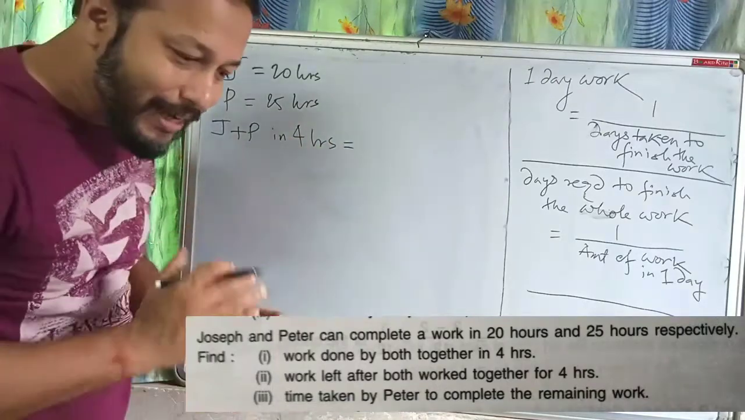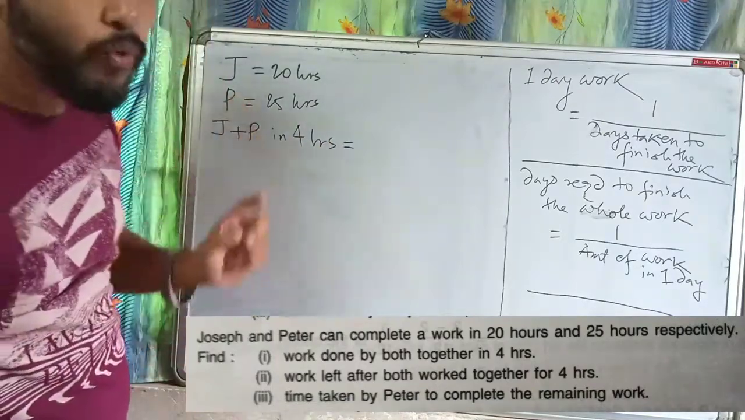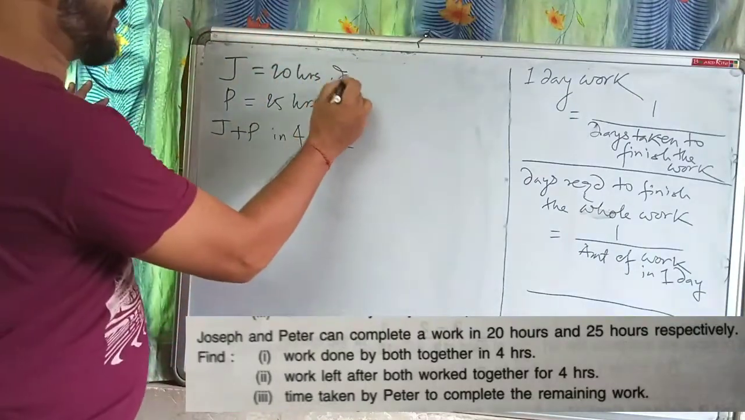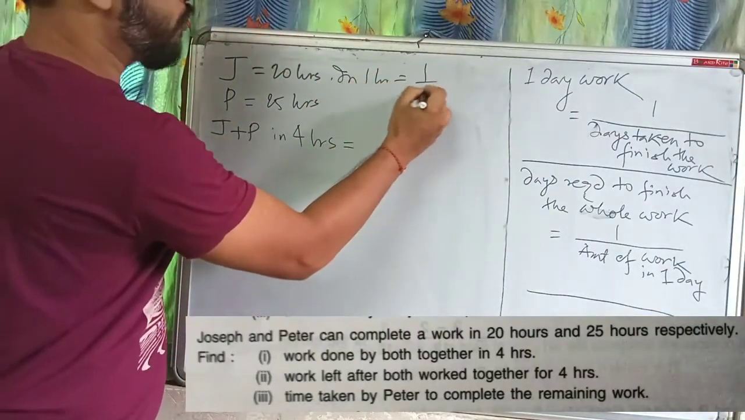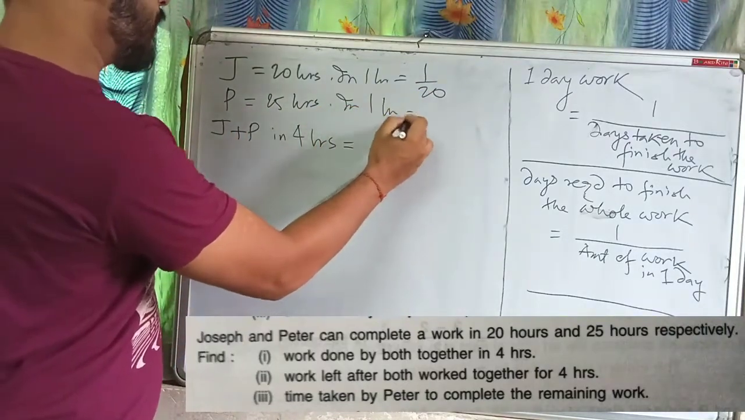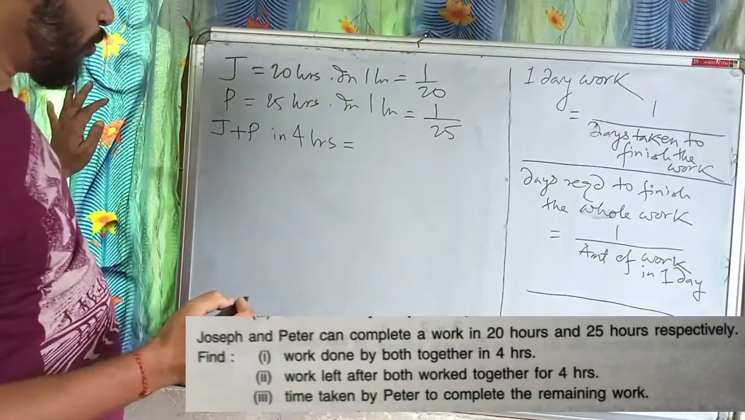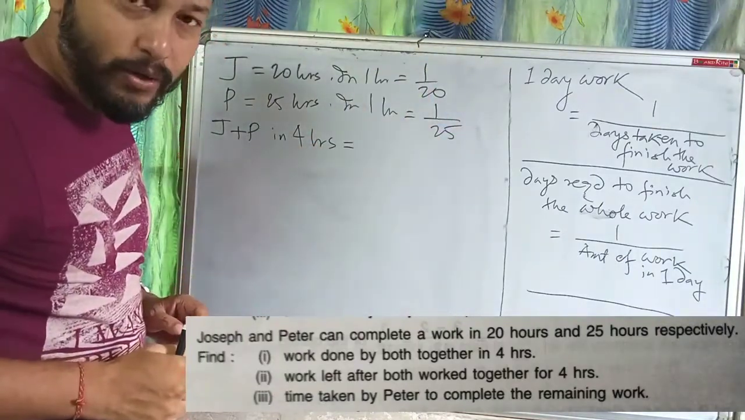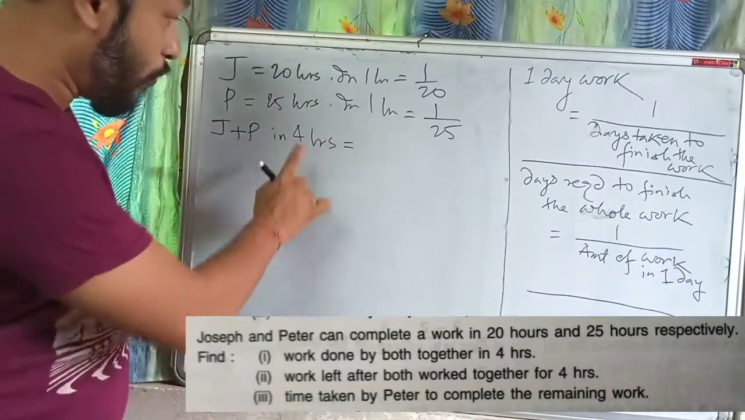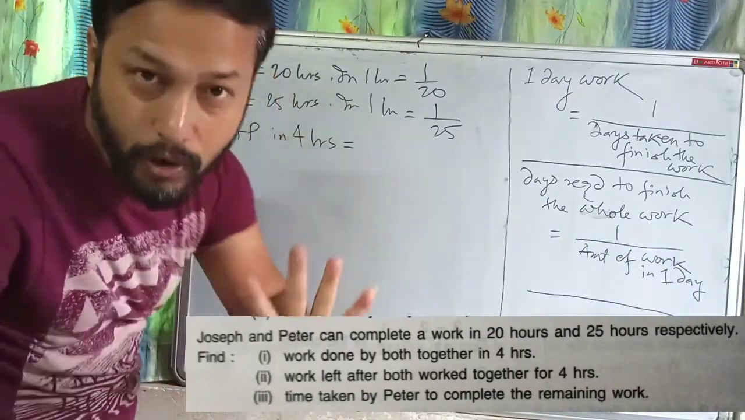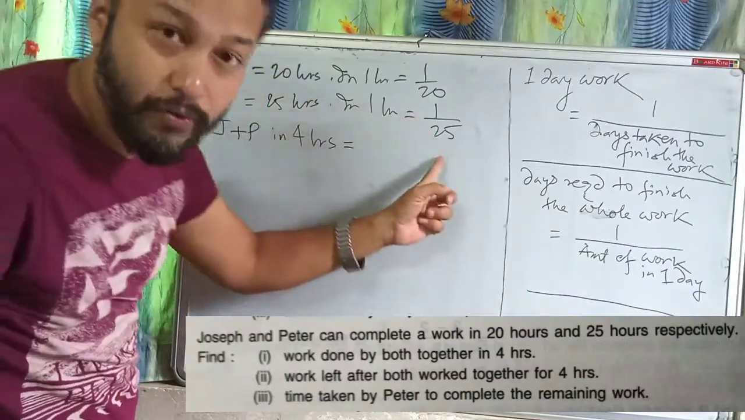Okay, so let us calculate that. What is the amount of work Joseph does in 1 hour? In 1 hour, that is 1 by 20. And Peter, in 1 hour, that is 1 by 25. So what is the total amount of work? Not in 1 hour, they said 4 hours. Joseph has worked for 4 hours, and Peter has also worked for 4 hours.